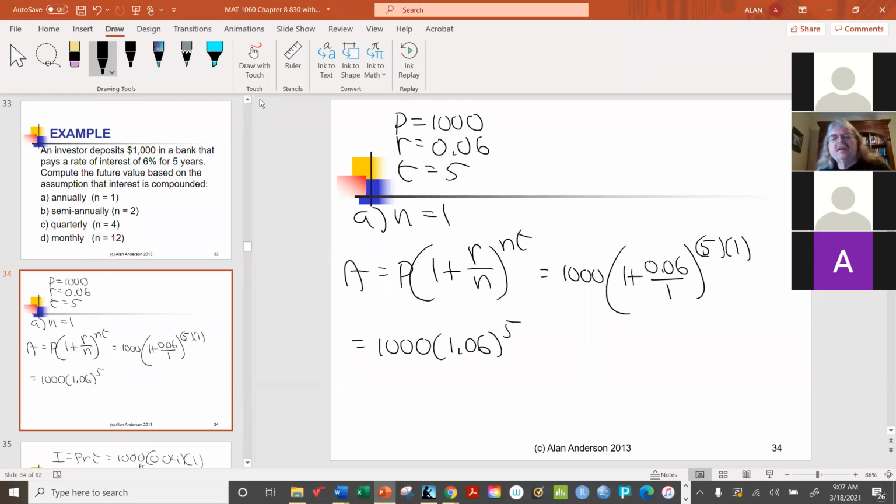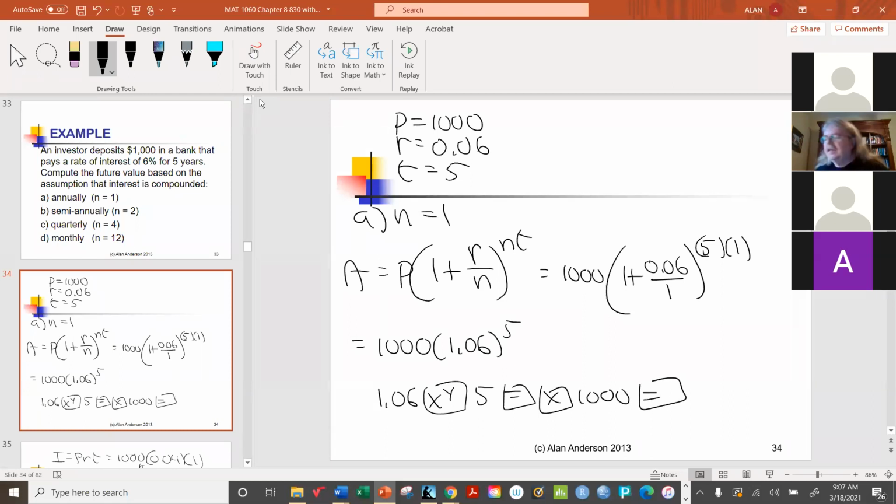And so based on what we did the other day, what you could do on your calculator is just do 1.06 raised to the fifth power and then multiply the result by 1,000. And that should give you the right answer, which happens to be 1338.22, let's say 23. It's close, it's like 22.5 something. So the bank would round that to 1338.23. Very good.